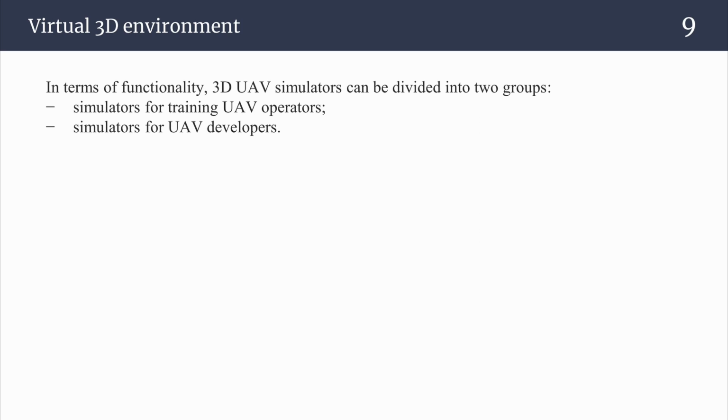One of the effective methods of testing embedded systems is simulation modeling. Simulation modeling is a research method that uses models that describe real-world processes. Using such models, it is possible to test the real system without exposing it to danger. The simulation is performed using a virtual 3D environment. However, it should be borne in mind that 3D UAV simulators can be divided into two groups by functionality: simulators for training UAV operators, and simulators for developers to test and debug UAV flight controller algorithms.